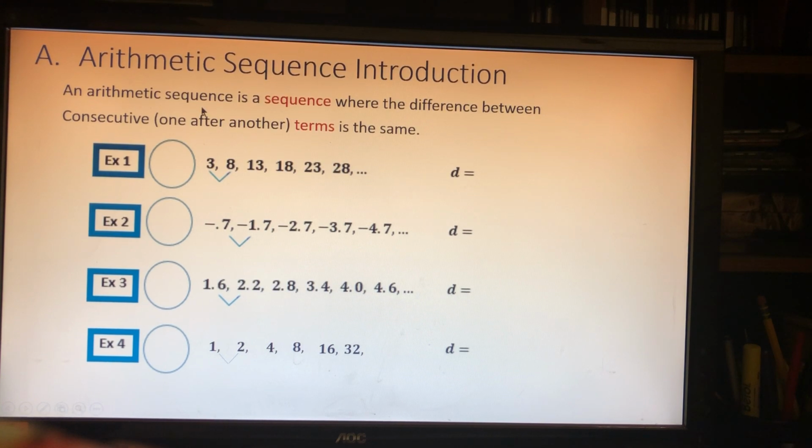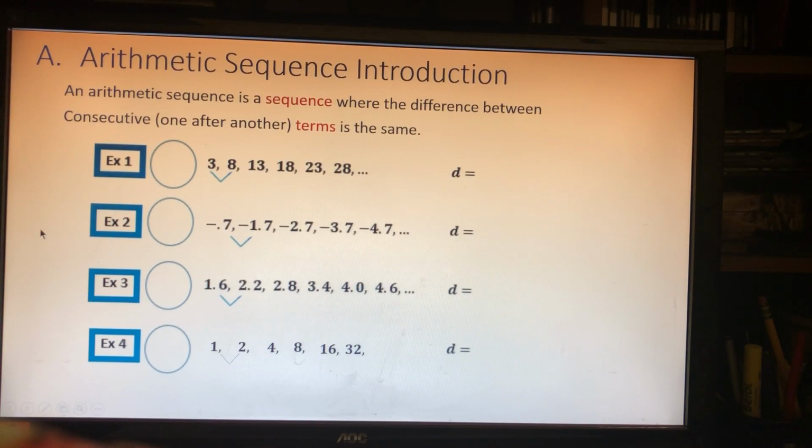So first thing you got to do here is write down the definition. If at any time the video goes too fast, just pause and then fill out your stuff and start again. The words sequence and terms are in red because they're defined later on the definition page. Our definition here is: an arithmetic sequence is a sequence where the difference between consecutive terms is the same. Consecutive meaning one after another.